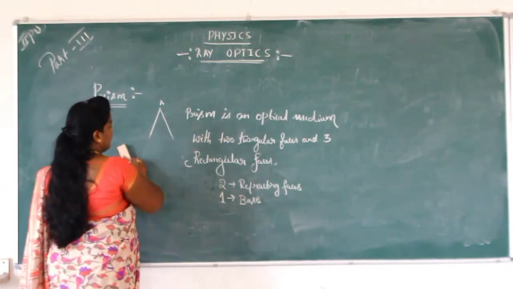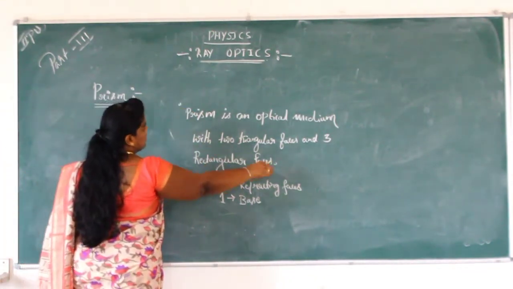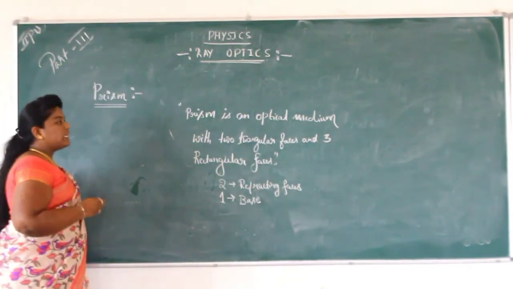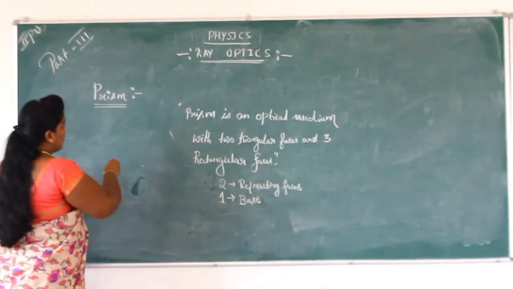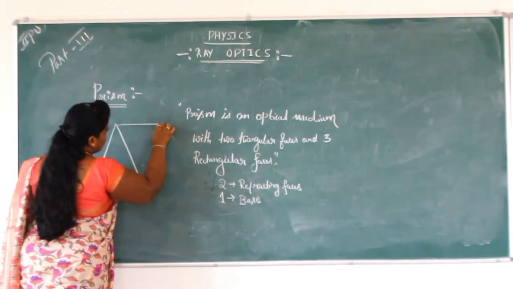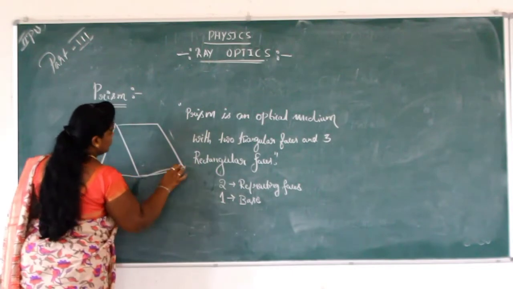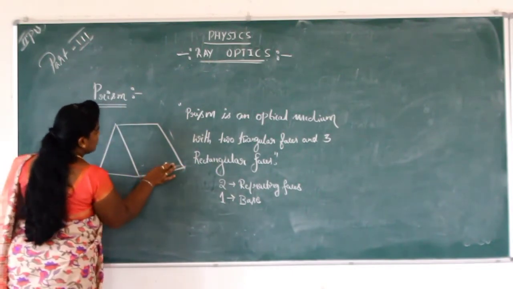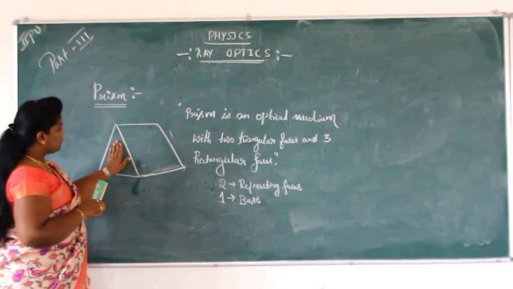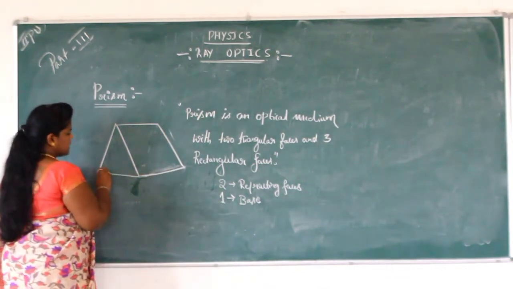I can write the prism in this way. Why am I going to call this prism an optical medium? Because it is going to show some of the optical phenomena of light. Now I am going to show the figure in this way so that you understand clearly. This is the prism, and opposite to this triangular face we have another triangular face.